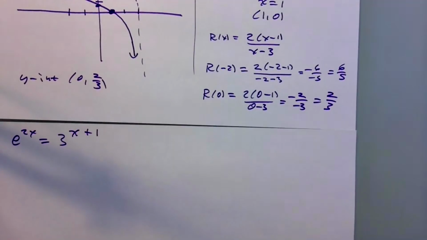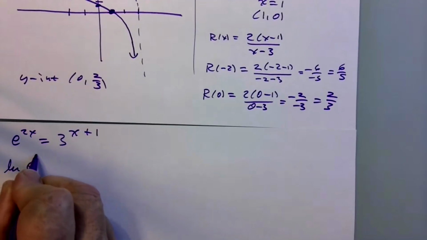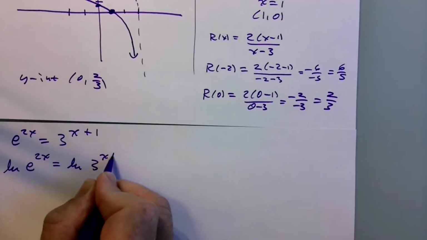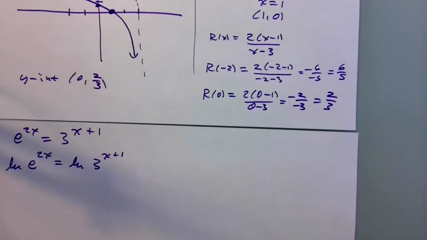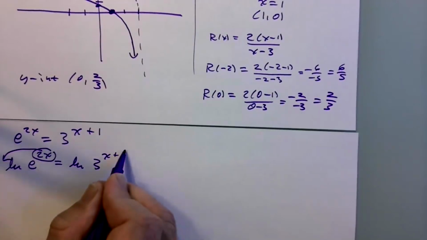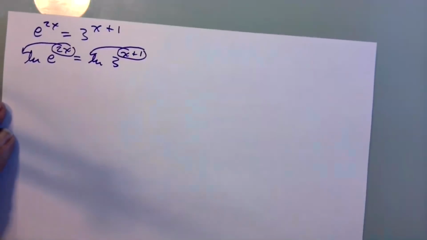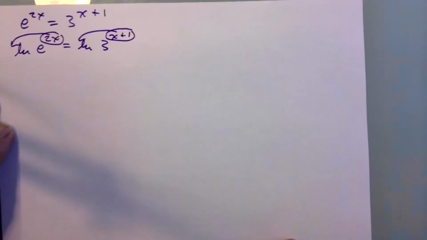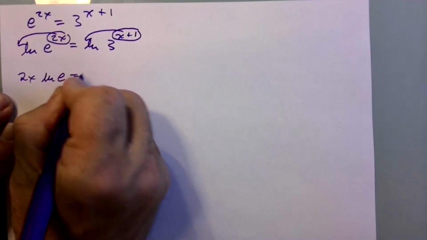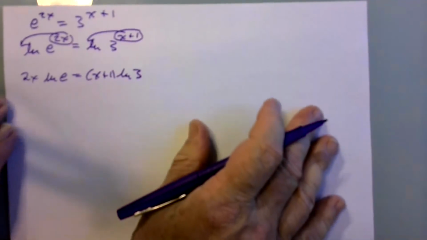e to the 2x equals 3 to the x plus 1. Let's hit both sides with the natural log. Natural log of e to the 2x equals natural log of 3 to the x plus 1. Then we're going to pull the exponents down front. 2x comes down. x plus 1 comes down. Then we're going to say 2x times the natural log of e equals x plus 1 times the natural log of 3.